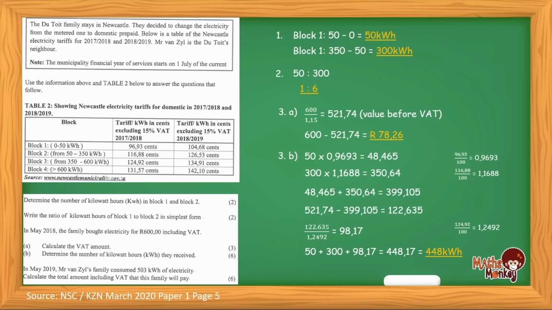You will literally go to each block, calculate how much it is, and then at the point where you see, okay, that's how much money I've spent, and you've gotten to the block where there's some left over, then you just take whatever is left over and divide it by the unit cost per kilowatt hour in that specific block.